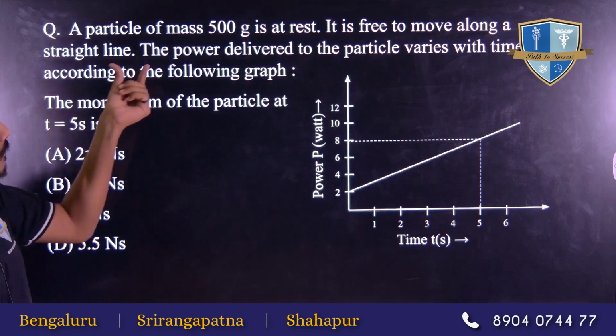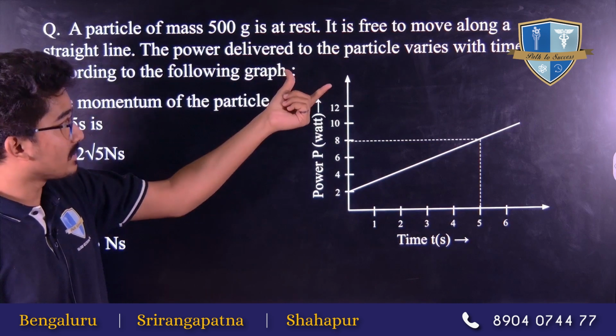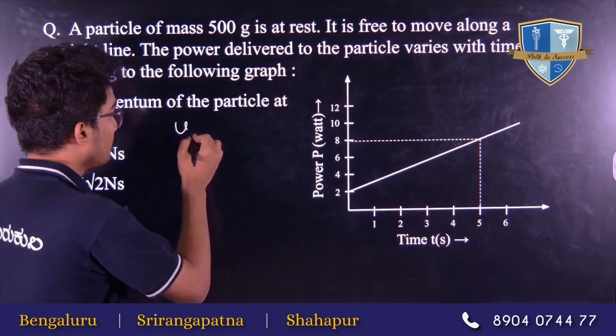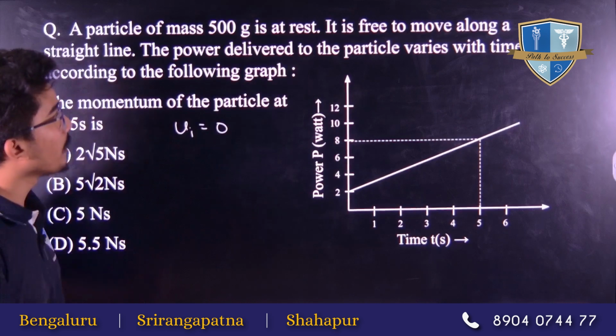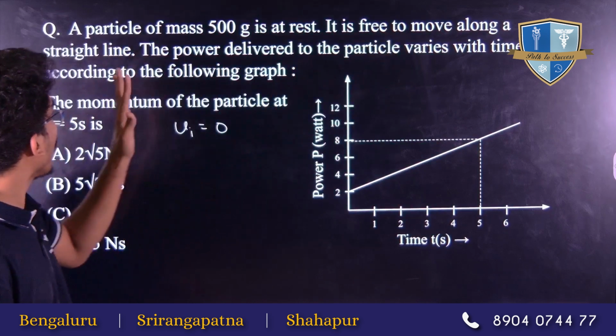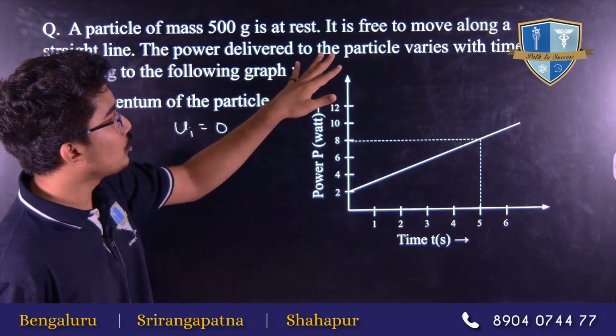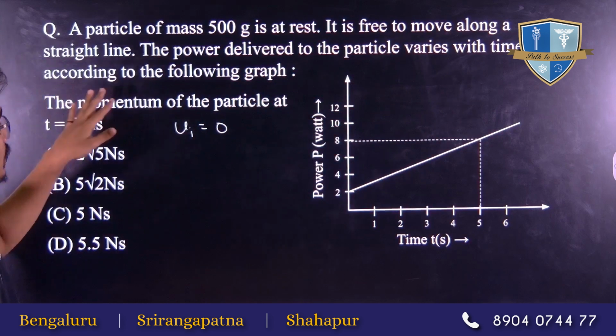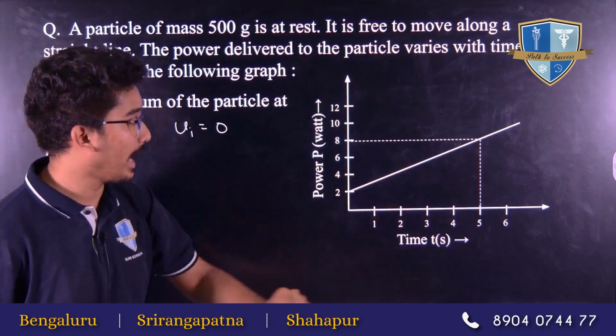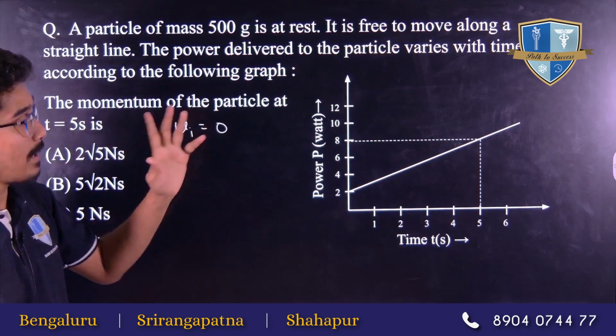A particle of mass 500 gram is at rest, meaning initial velocity u is equal to 0. It is free to move along a straight line. The power delivered to the particle varies with time according to the following graph. This is the power and time graph. The momentum of the particle is.